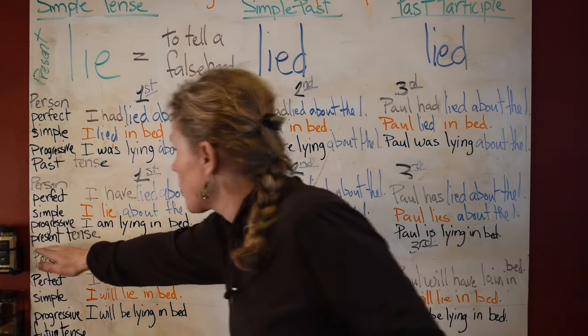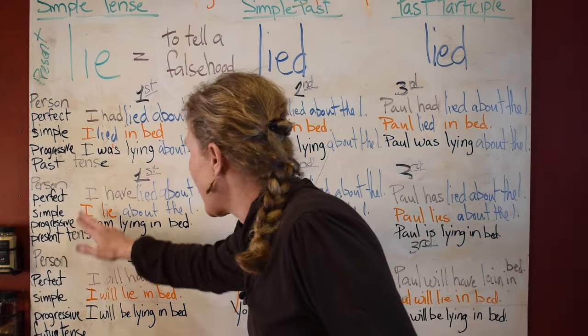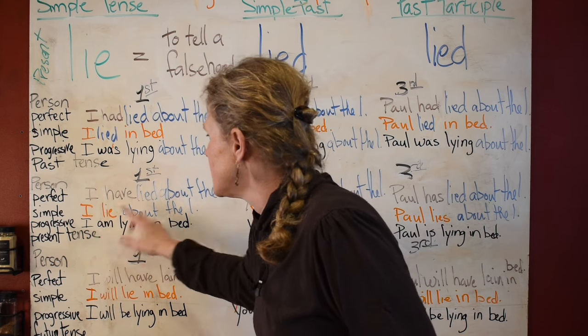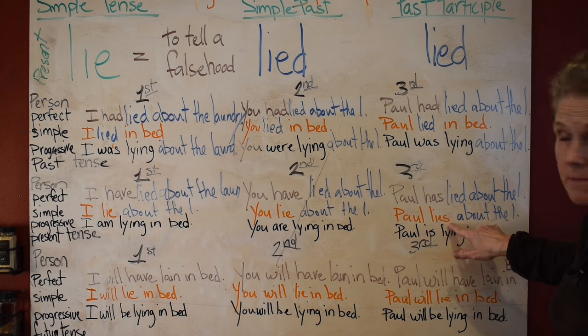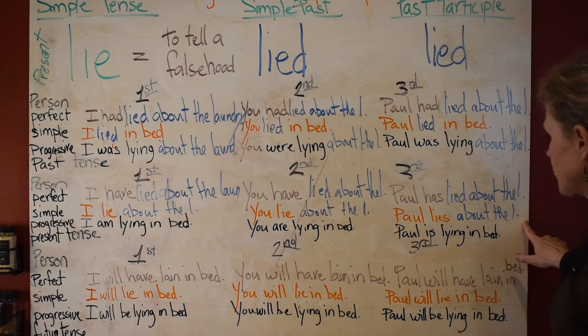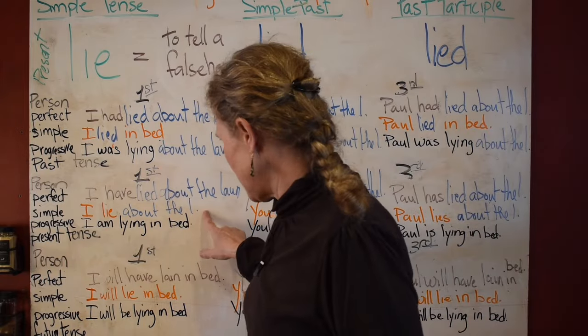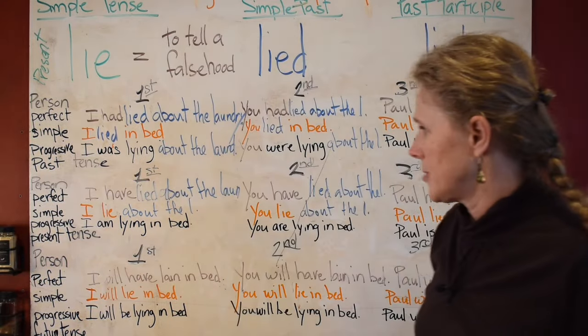Look, present, simple. Lie, first person singular, third person singular. Now we're saying lies. Paul lies about the laundry. I lie about the laundry.